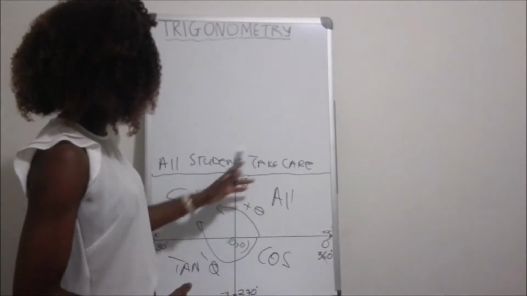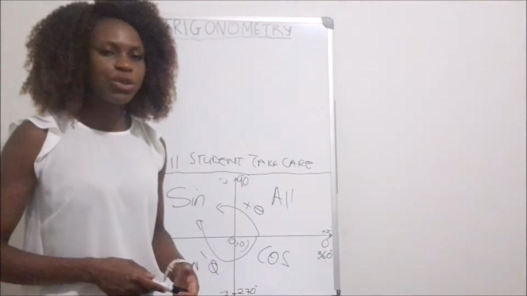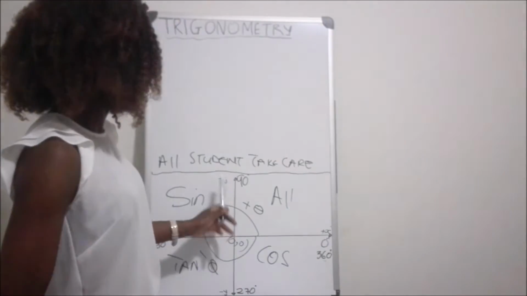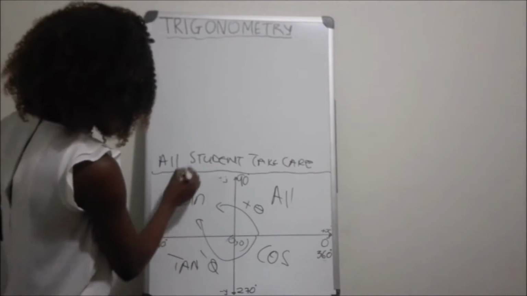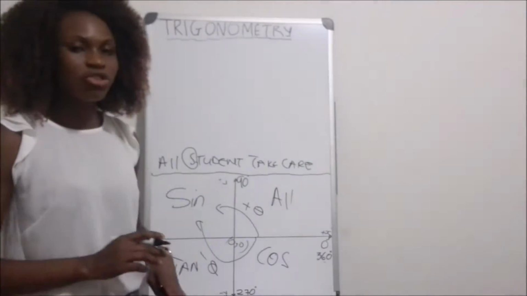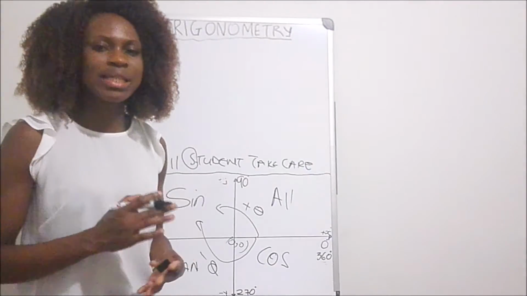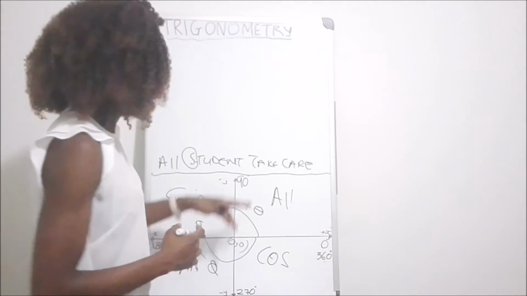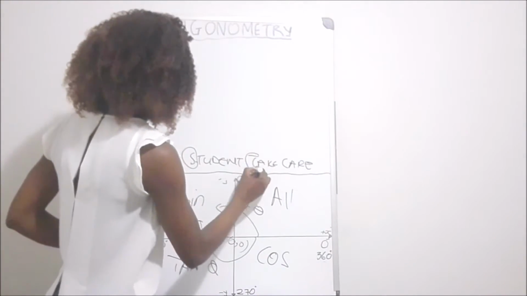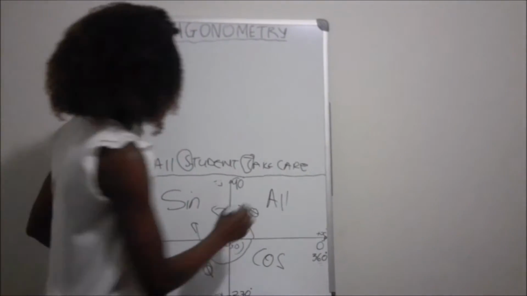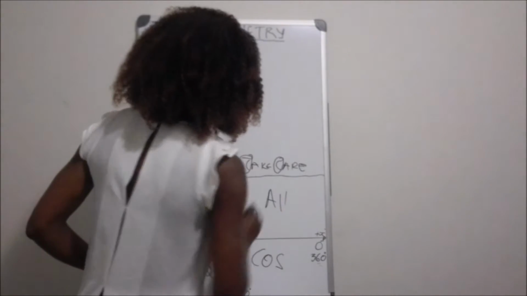By just using this statement, it will be easy to remember that "all" is for the first quadrant. For "students", we only focus on the letter S. We know that the second quadrant is for the trigonometric ratio that starts with S, which is sine. Then T, for "take care", stands for tan, which is the third quadrant, and the fourth quadrant is C, which is for cos.